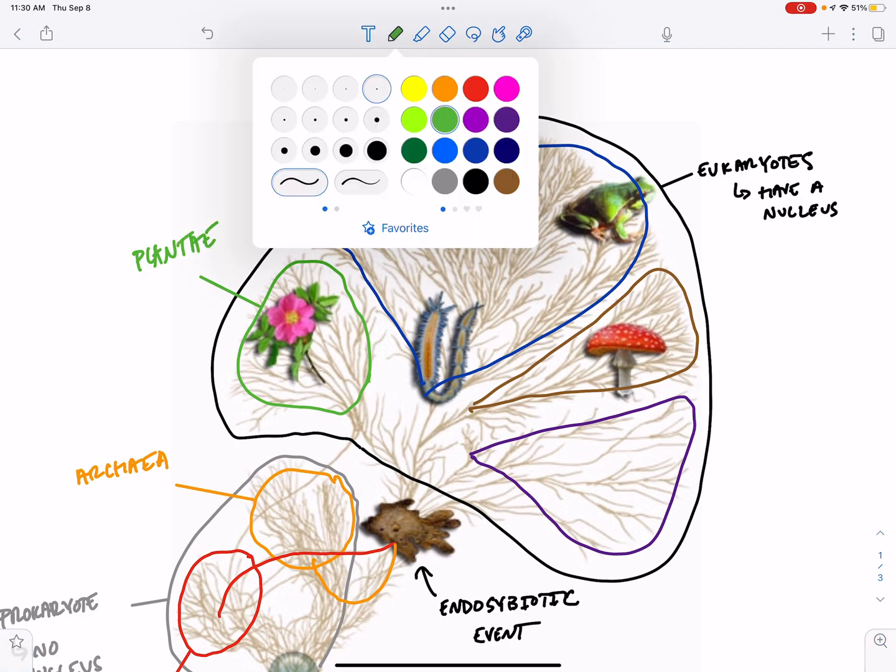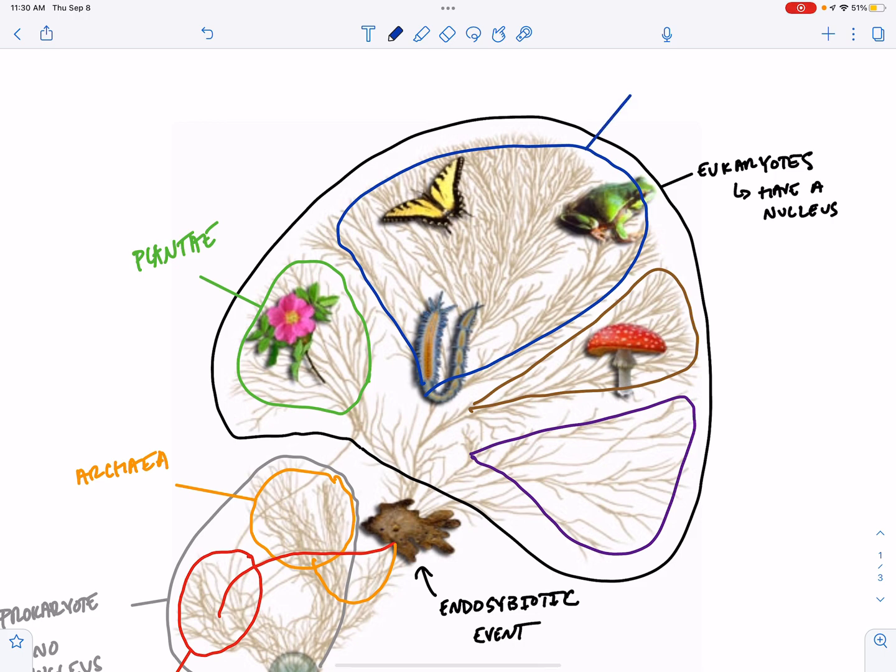Let's label this Animalia. Let's label this Fungi. And let's label this Protista.